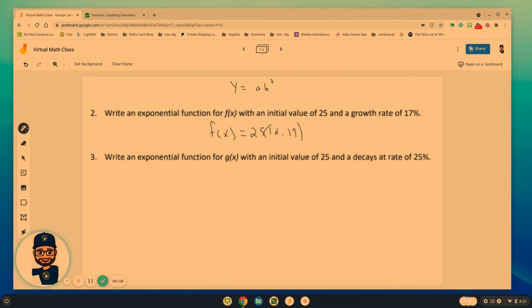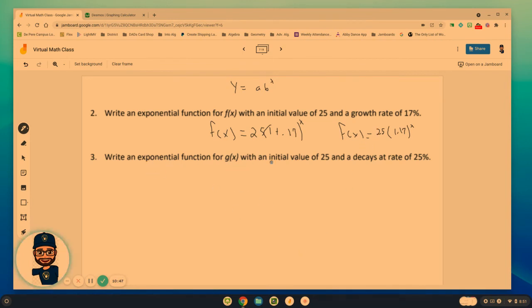Okay, when it's growing, we add it to 1 and we change it to the power of x, meaning f of x equals 25 times 1.17 to the power of x. It's growing by 17%. And now I could use that equation to figure out what value this will have in 10 years or 20 years and so on.